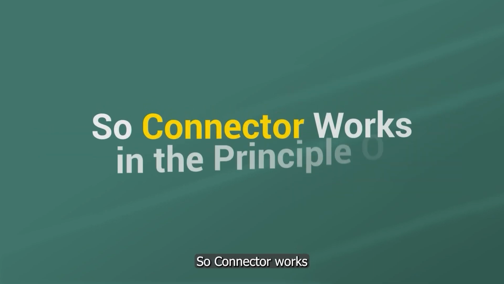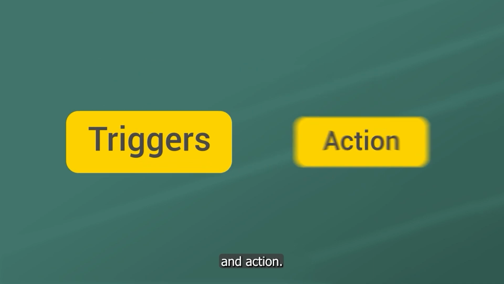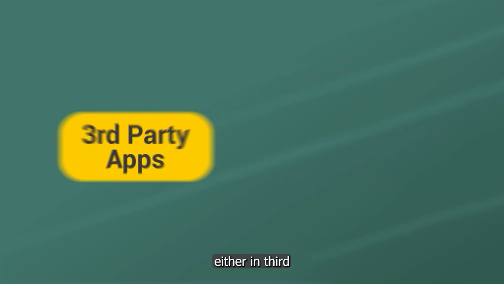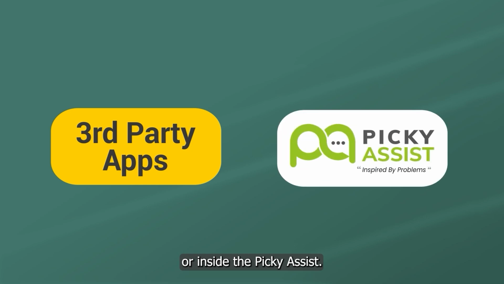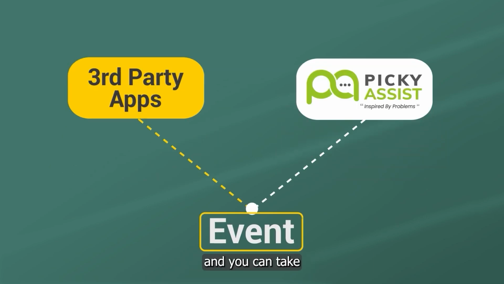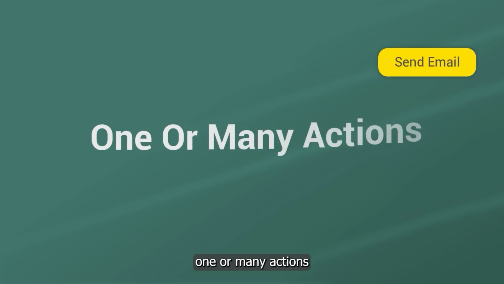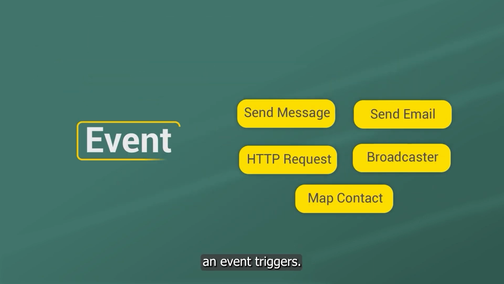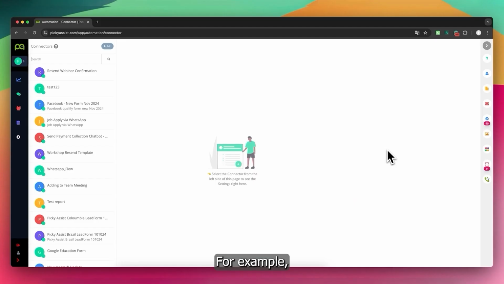So the connector works on the principle of triggers and actions. That is, when something happens either in a third-party platform or inside Picky Assist, it is considered an event. And you can take one or many actions together whenever an event triggers. For example, let's look at the connector integrated with our sign-up process.